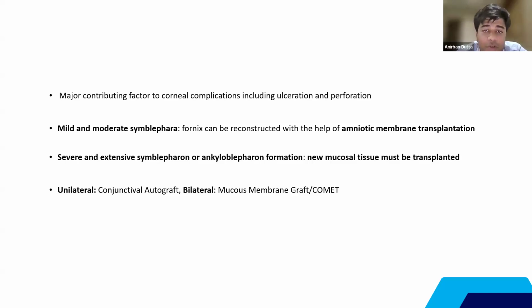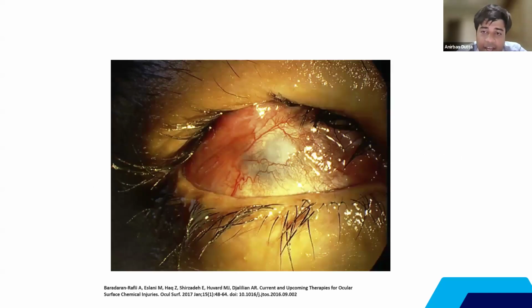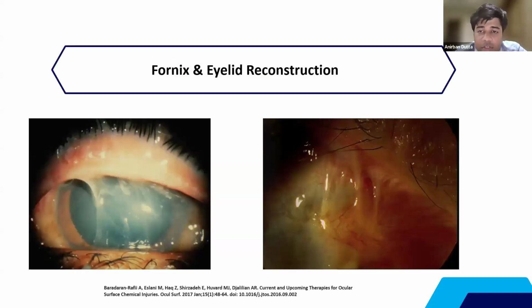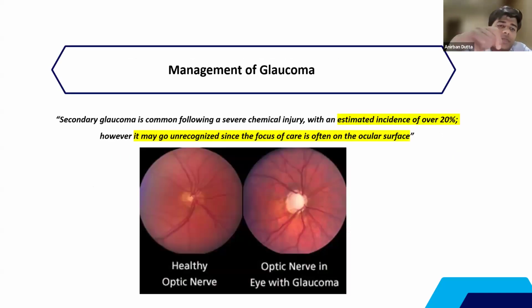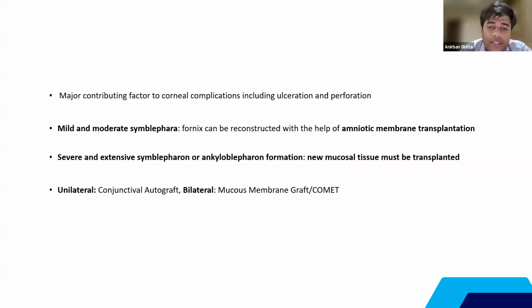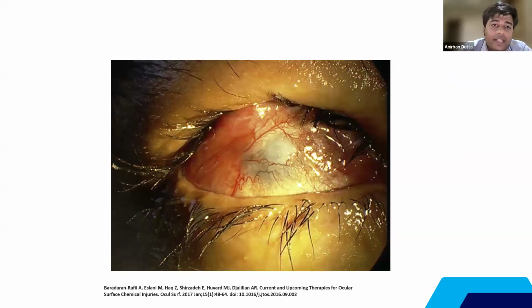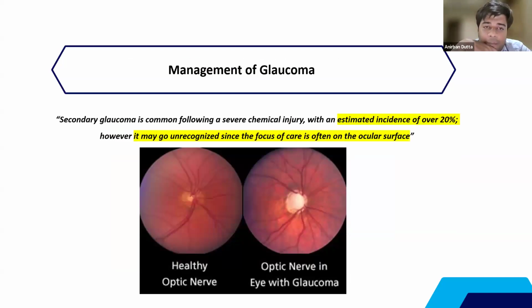However, it is very important that you manage this, as I am reiterating again and again. Until and unless you manage the symblepharon and create a deep and healthy fornix, no further surface interventions will be of significant use in this patient. So your first chronic sequelae is symblepharon and ankyloblepharon as well as ocular adnexa problems. The second chronic sequelae is glaucoma.